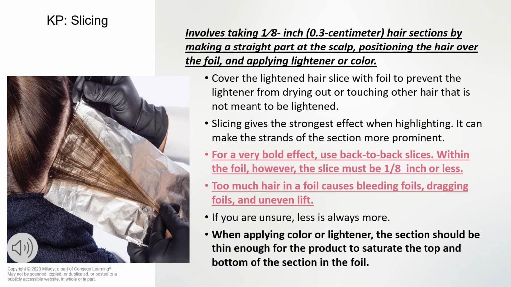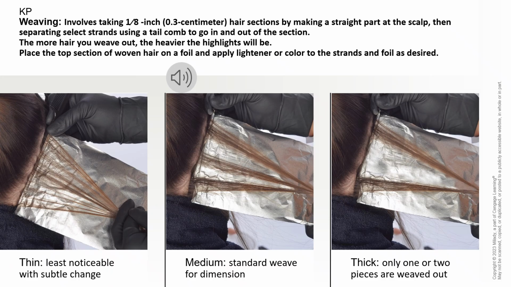When applying color or lightener, the section should be thin enough for the product to saturate the top and the bottom of the section in the foil. Weaving involves taking 1/8 inch hair sections by making a straight part at the scalp, then separating select strands using a tail comb to go in and out of the section. The more hair you weave out, the heavier the highlights will be.